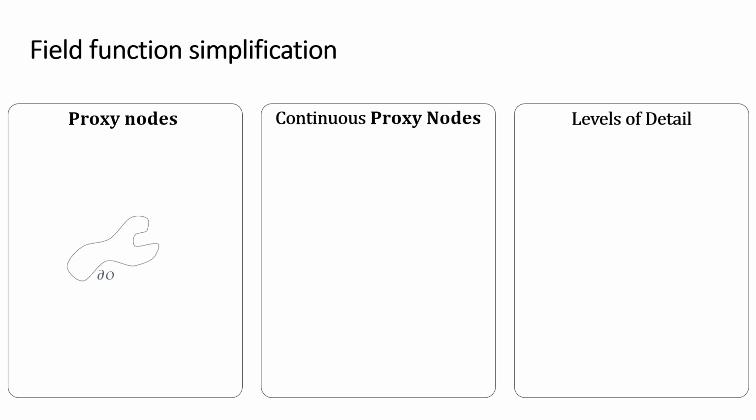Proxy nodes help accelerate signed distance function evaluations. At the center, we have the boundary of an implicit object. Around it, we define a proxy region that encloses the object with a small margin. Inside this region, we compute the exact value of the field, just like in a standard evaluation. But for points outside, instead of evaluating the full field, we return a simplified estimate based on the distance to the proxy boundary plus a small offset.